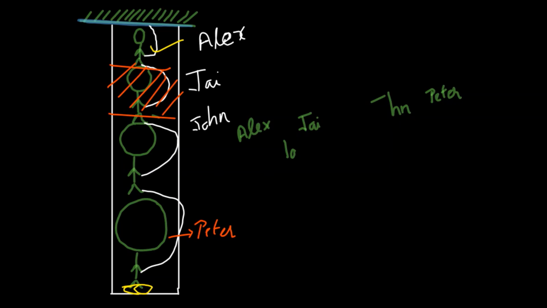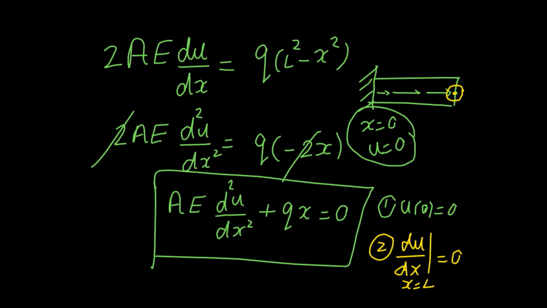John will not experience the weight of Alex and Jay. However, he will experience his own self-weight as well as the weight of Peter. When it comes to Peter, Peter will definitely experience his self-weight. When it comes to the tip of his foot, that will experience no weight at all. If that is the case, then this bar at the right extreme end here should not experience any force at all. So if there is no force, then there is no strain. So du by dx at x is equal to L is going to be 0. That is the second boundary condition.